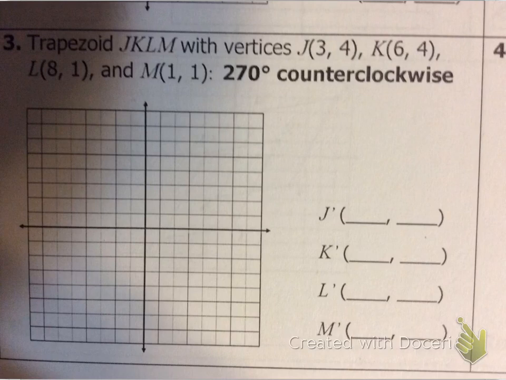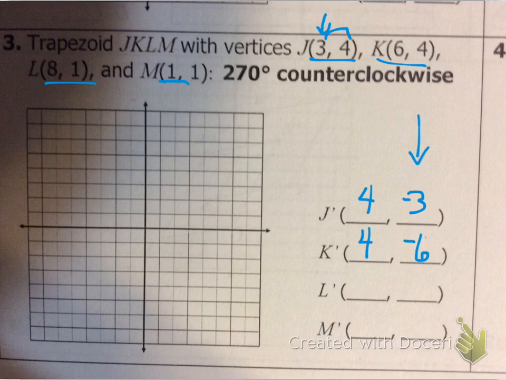Last different example, I guess you say, is 270 degrees counterclockwise. Now again, remember, you're switching these points here, and then you decide, okay, change the sign, but you're changing the sign of this one that's going to now move over to here. So like on J, 4, 3, but then that one's going to become a negative. 4, 6, that one's going to become a negative. So the one that's moving into the y coordinate is the one that's changing the sign.